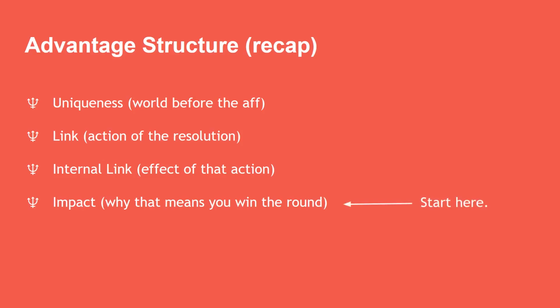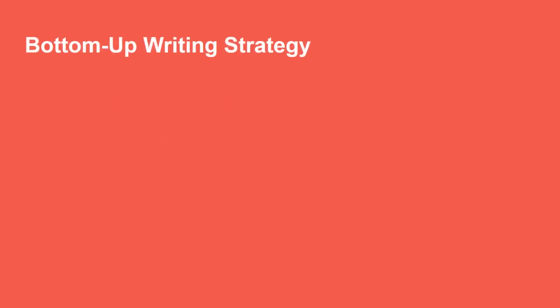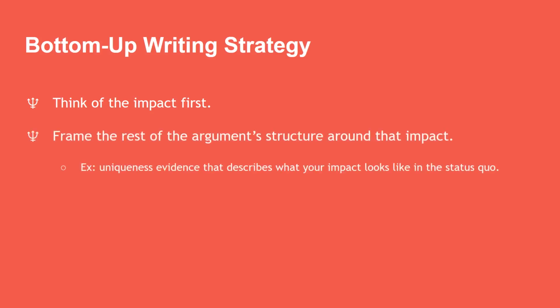When we talk about the bottom-up model, what we're really referring to is writing advantages, writing contentions, with your impact as the prior consideration to everything else. Ultimately, what we're looking to do is have a debate in which we're as strategic as possible. And what that means is identifying the outcomes you want that will win you the debate.